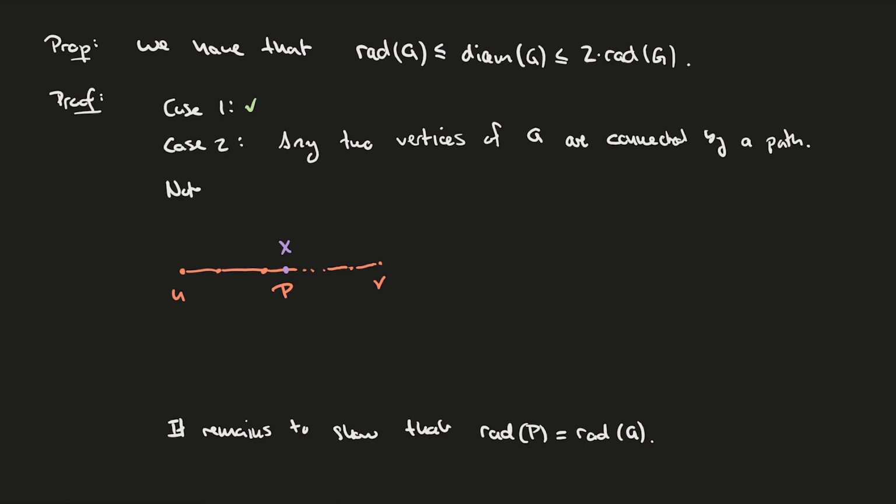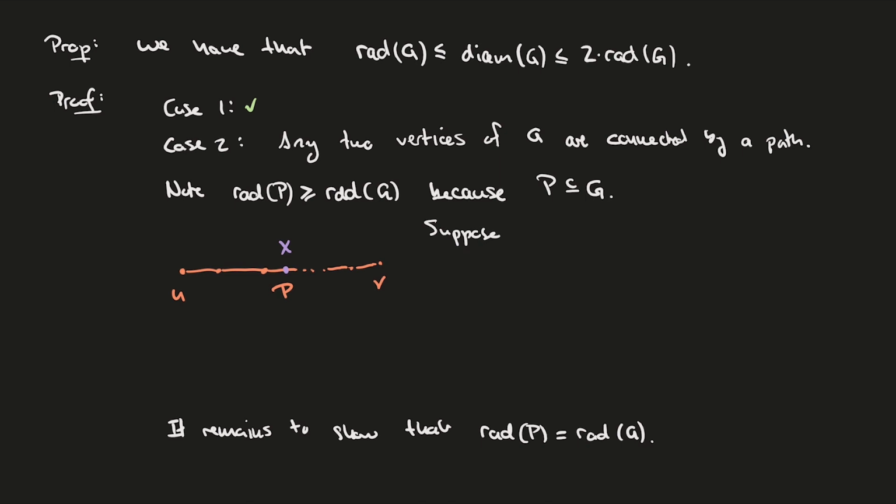First, note that the radius of P is always larger or equal than the radius of G because P is a subgraph of G. In the radius, we're taking a minimum over a set of vertices, and now because the set of vertices of P is a subset of the vertices of G, the minimum over the vertices of G will always be smaller or equal than the minimum over the vertices of P. Hence, we only need to show that the radius of P is less than or equal to the radius of G. And we do this by contradiction.